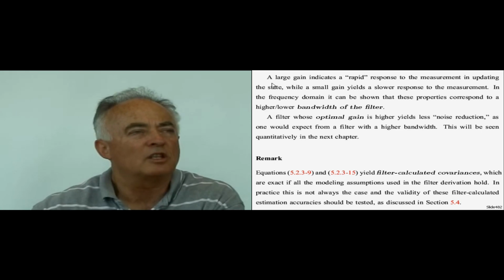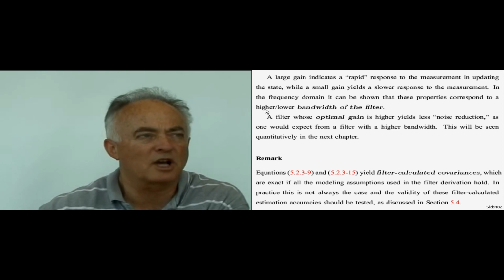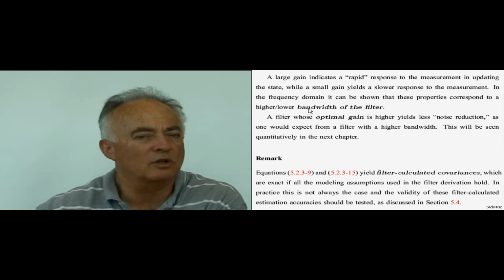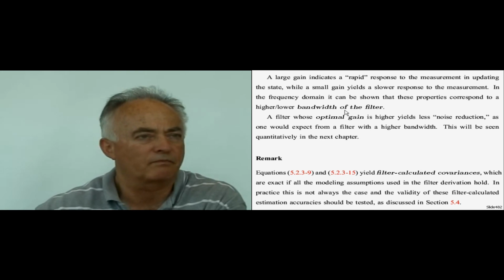A large gain indicates a rapid response to the measurement in updating the state. A small gain yields a slower response to the measurement. In the frequency domain, it can be shown that these properties correspond to high bandwidth. High gain is high bandwidth, low gain is a low bandwidth filter, because as we have seen in the first chapter, you can calculate the transfer function, and for various values of the gain, you can calculate the bandwidth.